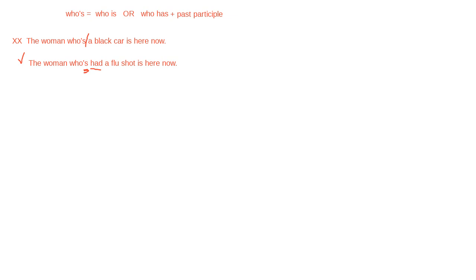In the first sentence, if I want to make it correct, who has a black car is here now, you'd have to do what I did: take off the apostrophe s and write the word has. Another way to say it is, you can use whose apostrophe s to mean has only if it's an auxiliary verb. In sentence number 1, has is not an auxiliary verb. It is the main verb. So I cannot create the contraction.